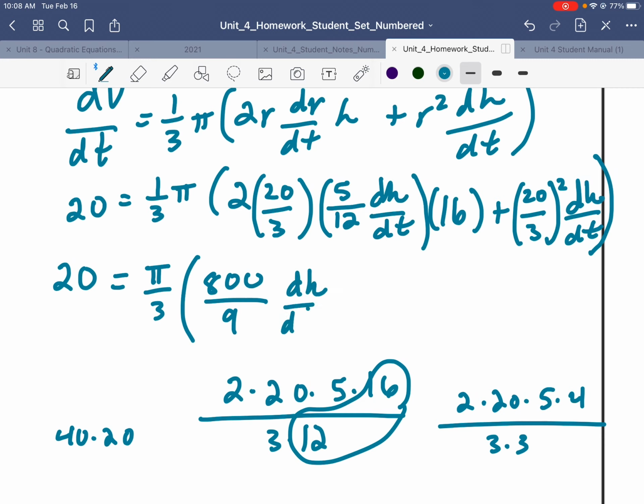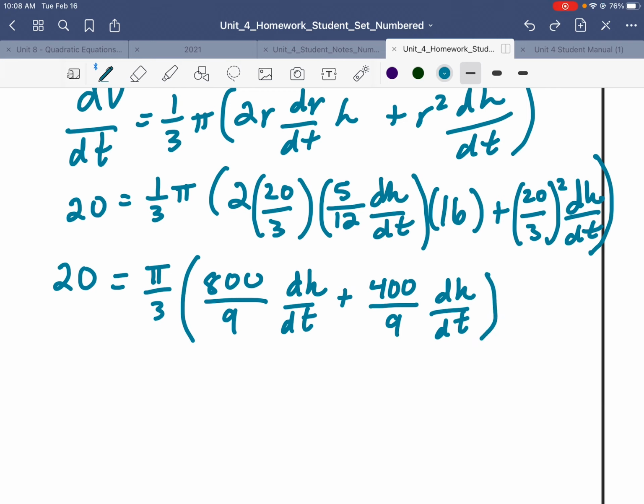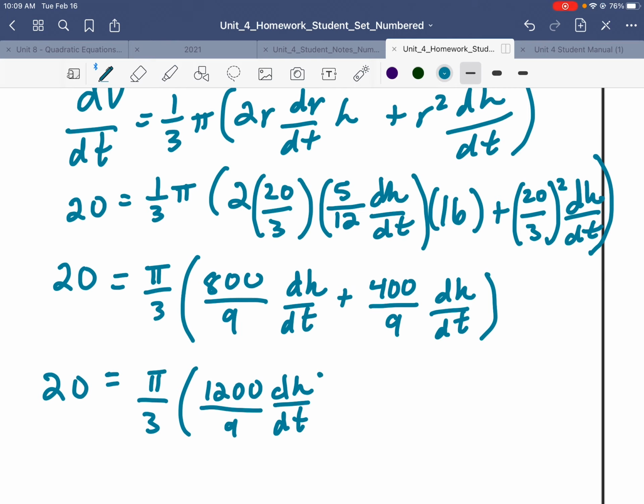And then we just got dH/dt plus, and you could also just do this with your calculator, I just don't have one. So 20 squared, that's 400 over 9 dH/dt, and these guys, since they have the same denominator, we could actually combine them. So that's 1200 dH/dt over 9 times pi over 3. And I could actually simplify this more. So let's do 1200 divided by 9 first. They're both divisible by 3. So 1200 divided by 3, 400 over 3.